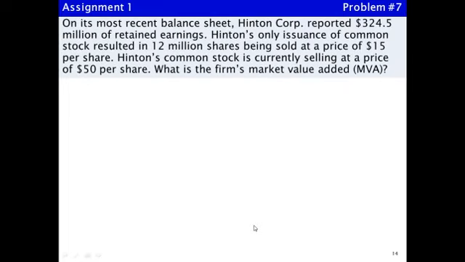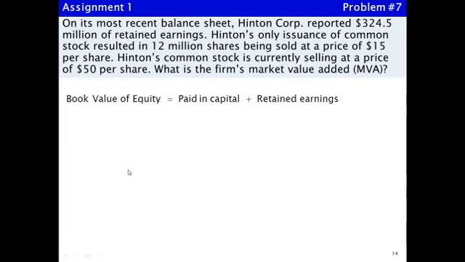Number 7. On its most recent balance sheet, Hinton Corp reported $324.5 million of retained earnings. Hinton's only issuance of common stock resulted in 12 million shares being sold at a price of $15 a share. That's 12 million shares of common stock. Hinton's common stock is currently selling at a price of $50 a share. What is the firm's market value added?